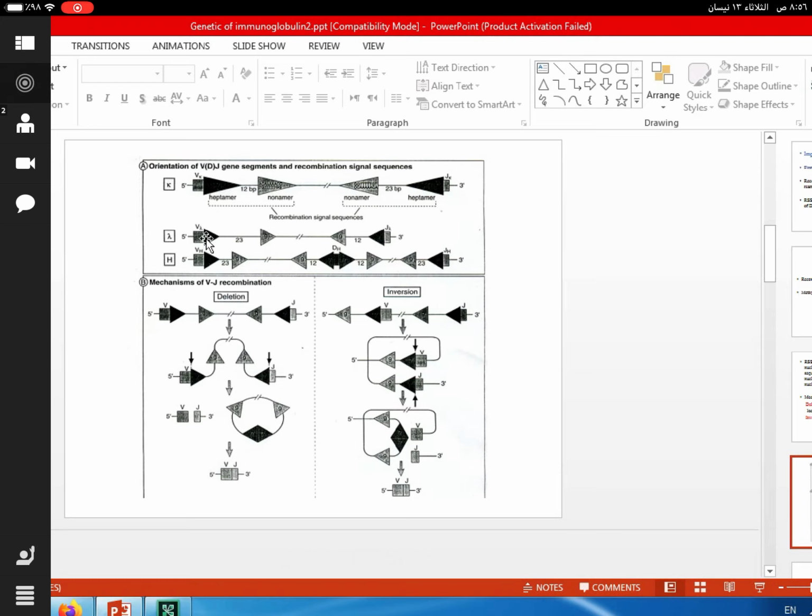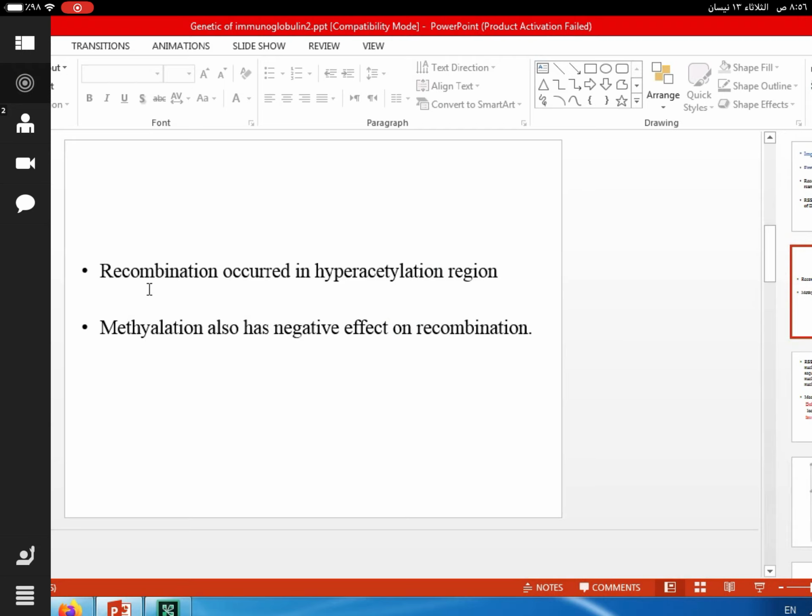The recombination signal sequence is located on 3' of V, and 5' of J, and both sides of the D segment. Recombination occurs in hyperacetylated regions, and methylation also has a negative effect on recombination.